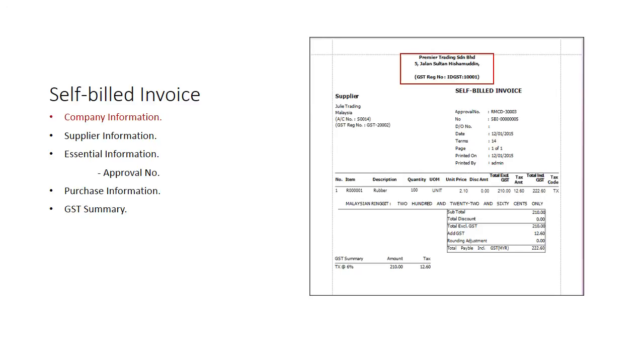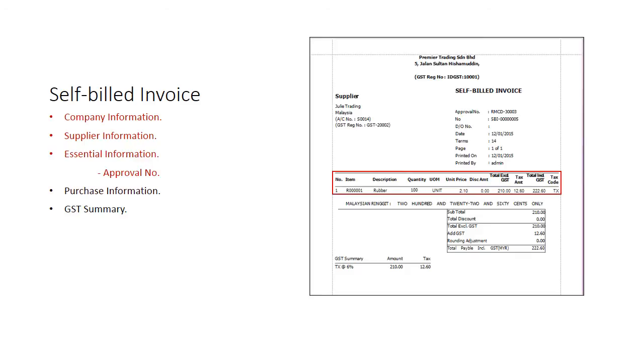Company information including the GST registration number, which is your business. Full supplier information for reference including address and GST registration number. A serialized invoice number together with the date and the invoice header clearly shown on the document. In a self-billed invoice, RMCD approval is required, and the RMCD approval number must be listed on the self-billed invoice.